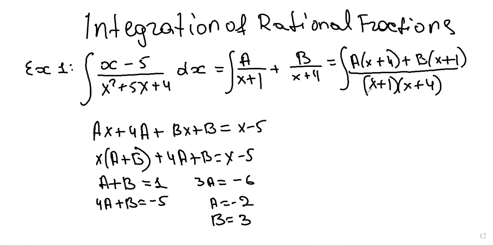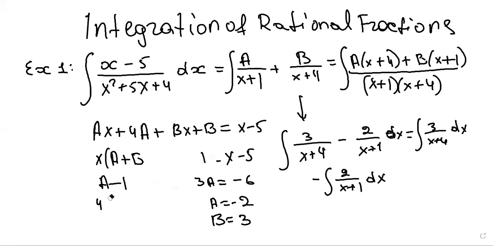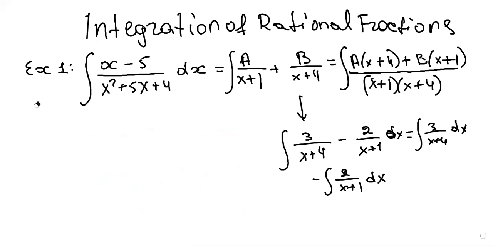Since a is -2, b is equal to 3. Then we can write it like this: 3 divided by (x plus 4) minus 2 divided by (x plus 1). And again with dx, we can separate it as the integral of 3 divided by (x plus 4) dx minus the integral of 2 divided by (x plus 1) dx. Then as step 3, we are going to integrate these two functions separately.